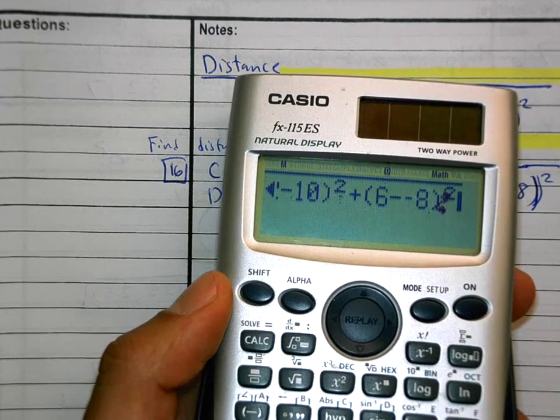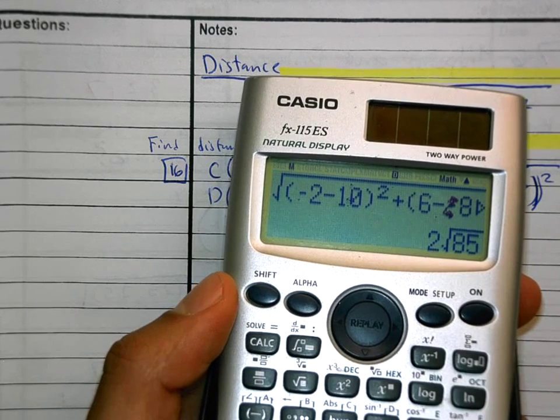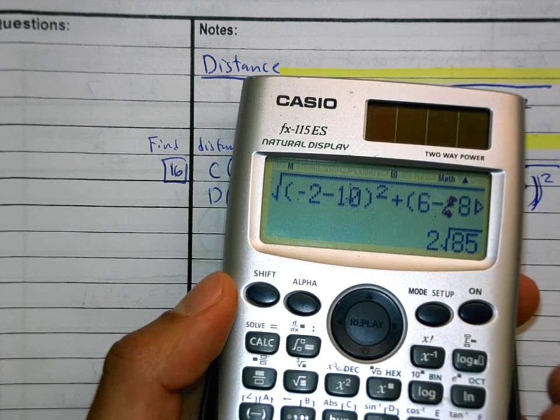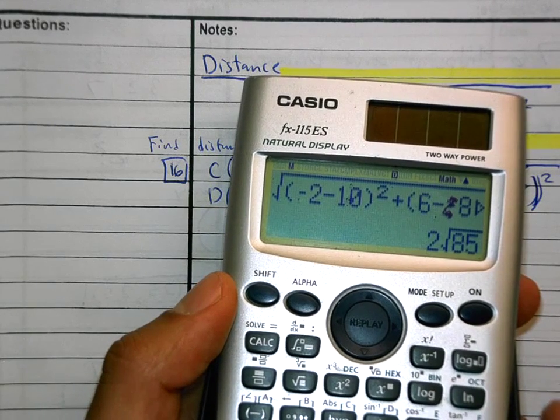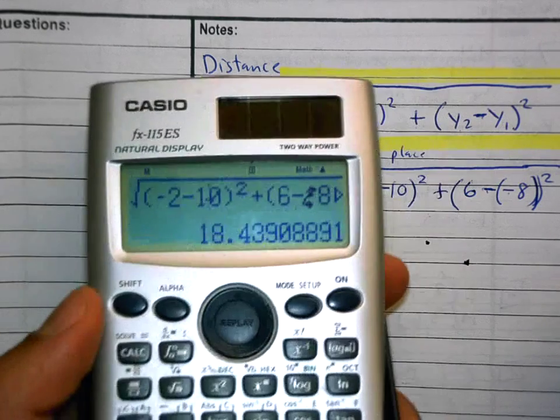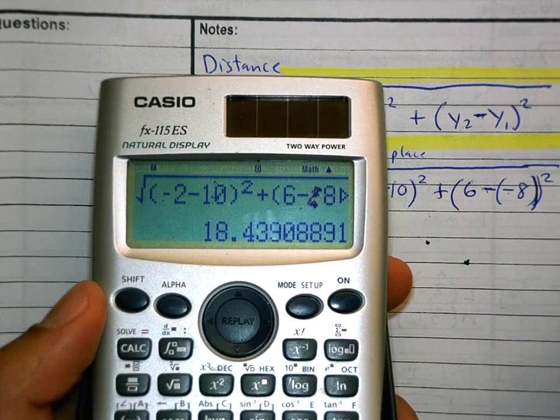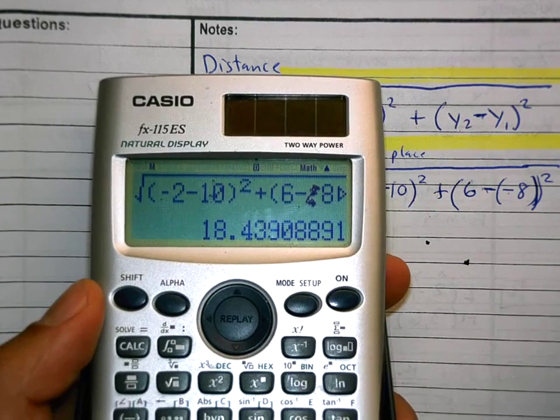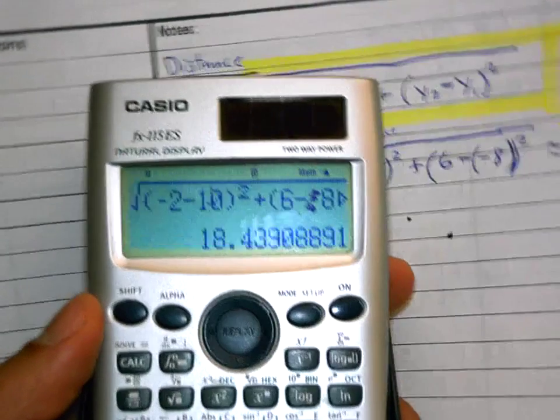And my recommendation is that you do it like this. This puts it into radical form, but I always want you to round to the nearest 10th place. It's about equal to 18.4. 18.4.